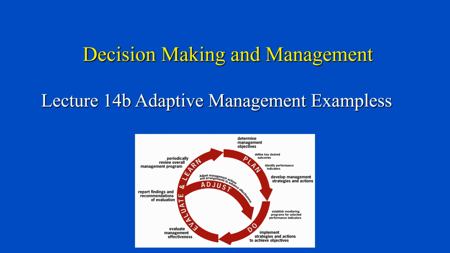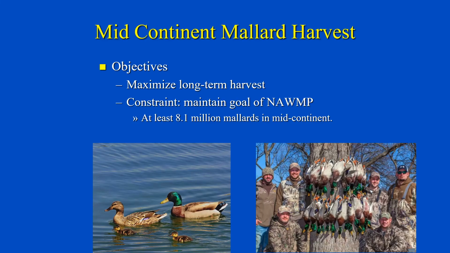So let's talk about some examples of the application of adaptive management. So as I said, the mid-continent mallard harvest is one of the classic examples of the good application of the adaptive management paradigm. And you have to start out with objectives. There are two overall objectives that the managers wanted to maximize here. The first one is to maximize long-term harvest.